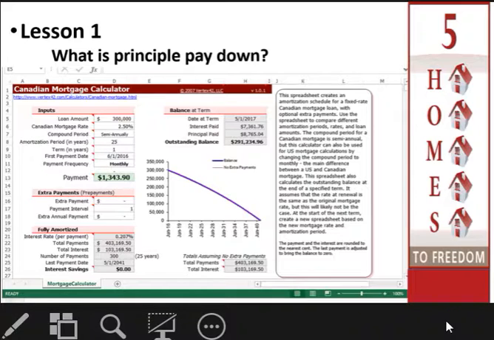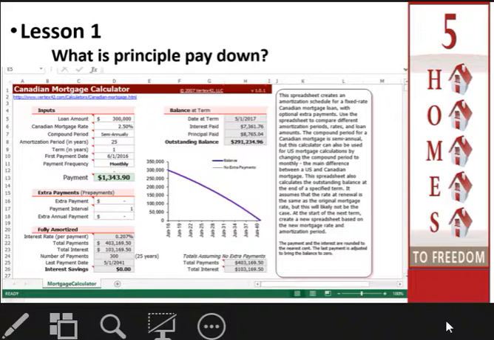The reason why I didn't include it in the program itself is because it only deals with one mortgage. It's a great way to look at one mortgage and the effects of changing the interest rate, changing the amortization, or changing the amount of payments. The challenge is if you have multiple mortgages, it's difficult to track them, which is why I generated the other mortgage calculator, which I've included for you.